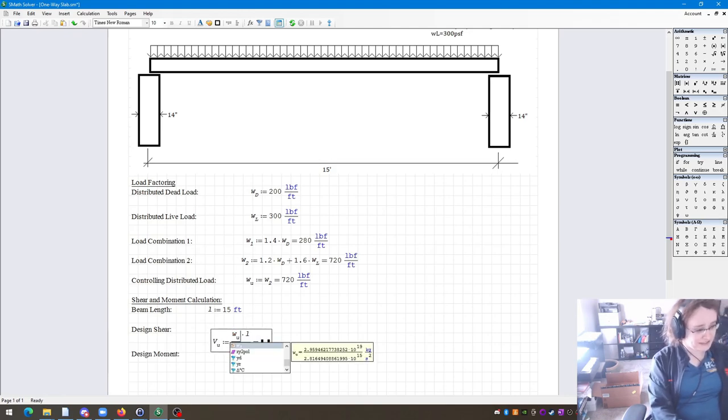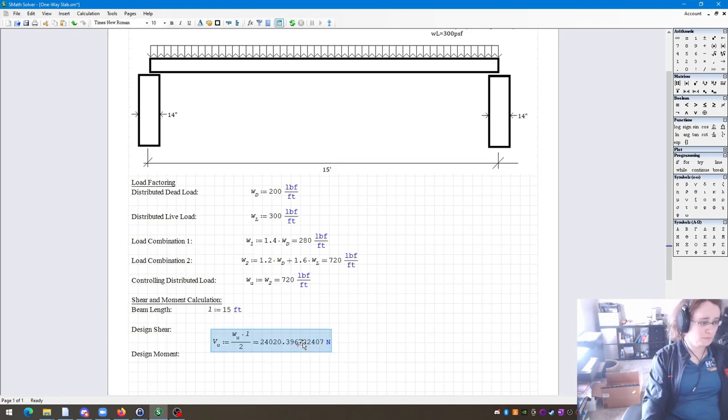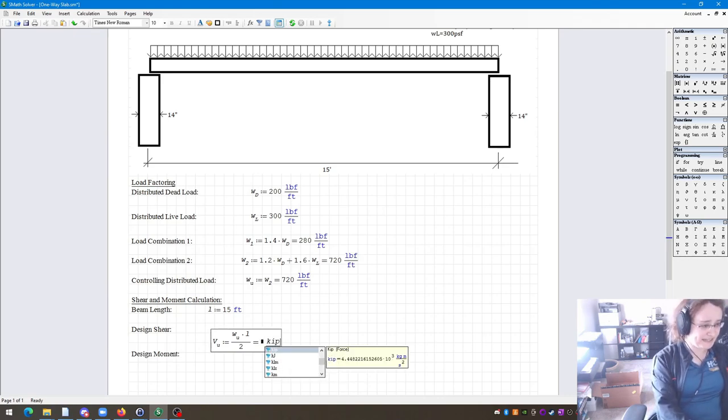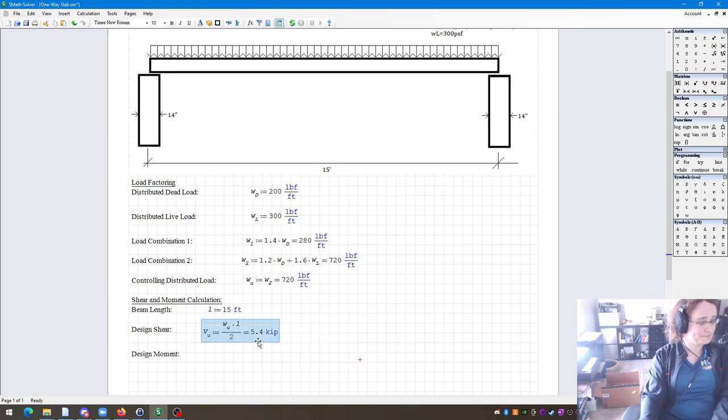Oh, W ultimate. And I'm going to report this in kips, 5.4 kips.